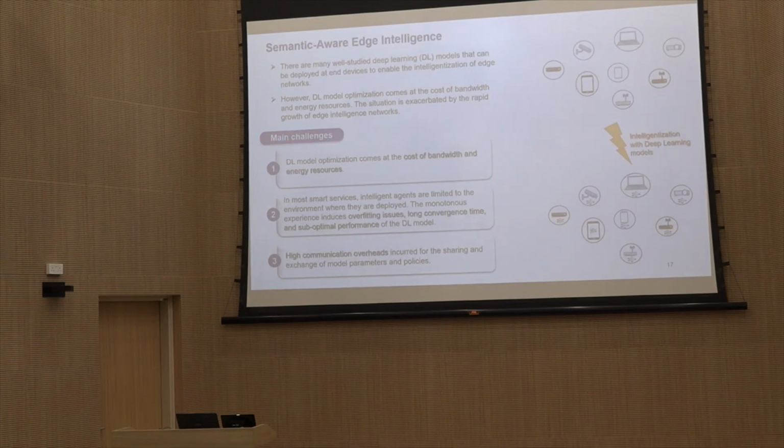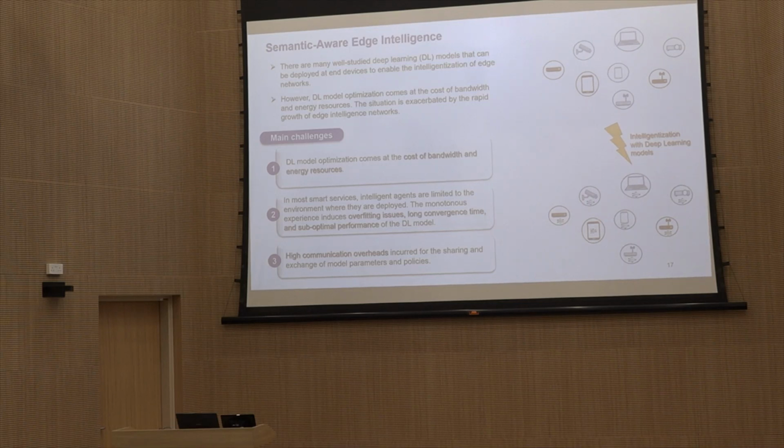Semantic aware edge intelligence. There are many well-studied deep learning models that can be deployed at the end devices to enable the intelligentization of edge network. However, deep learning model optimization comes at the cost of bandwidth and energy resources. The situation becomes worse due to the rapid growth of edge intelligence network. Here we have the main challenges. Deep learning model optimization costs a lot of bandwidth and resource energy consumption.